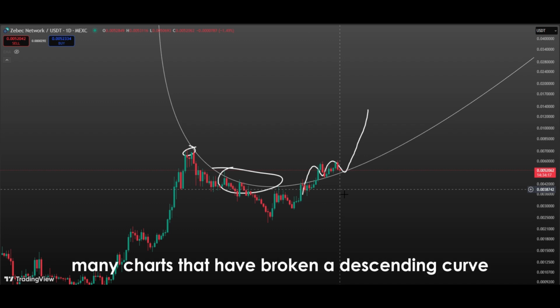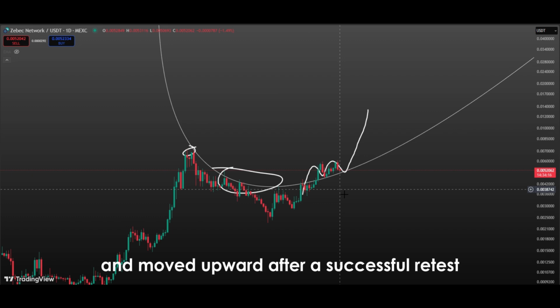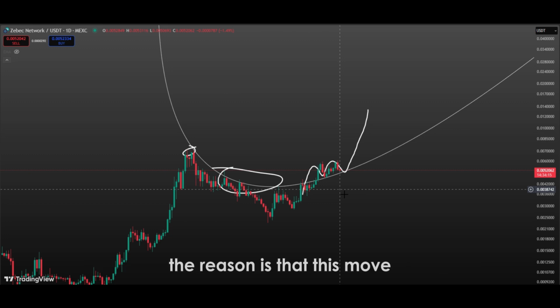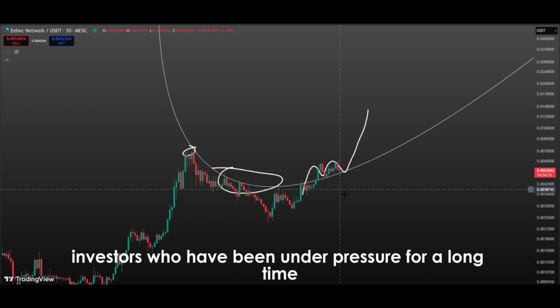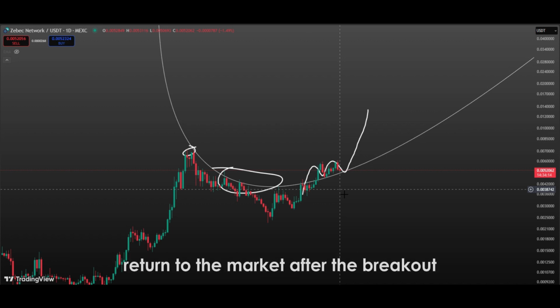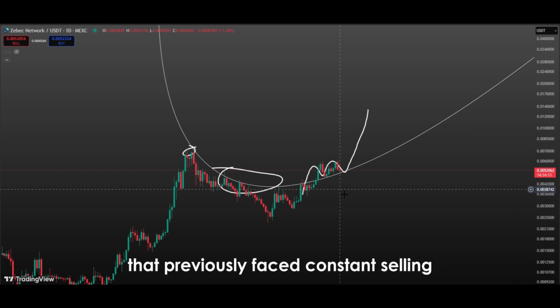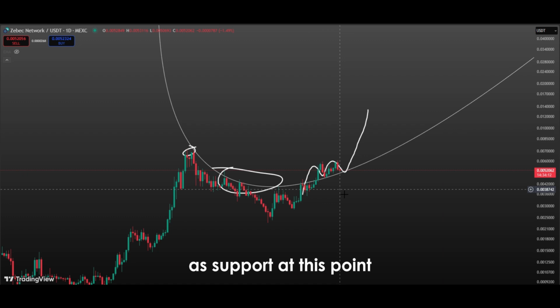Many charts that have broken a descending curve and moved upward after a successful retest have seen very strong trend reversals in the past. The reason is that this move represents a trend change, both psychologically and structurally. Psychologically, investors who have been under pressure for a long time return to the market after the breakout. Structurally, the price begins to use a level that previously faced constant selling as support.